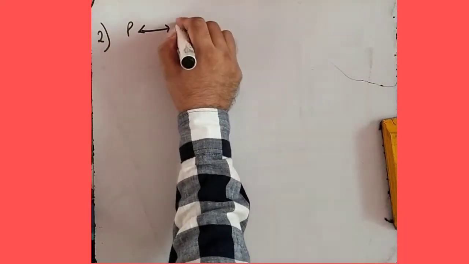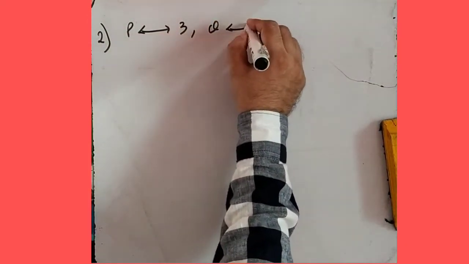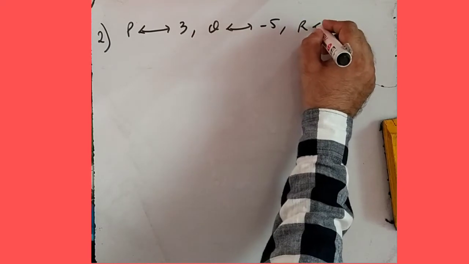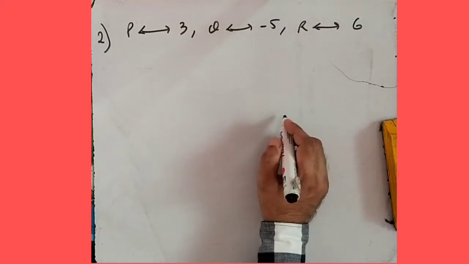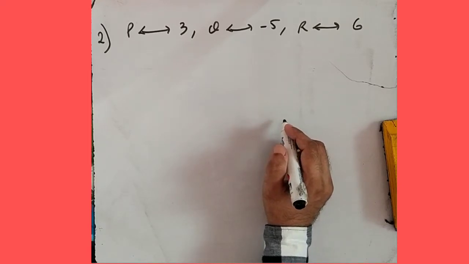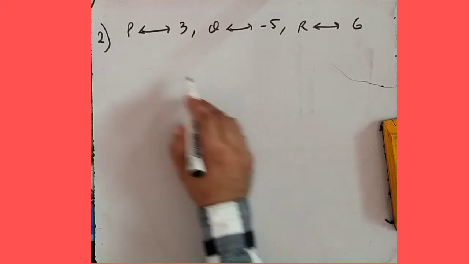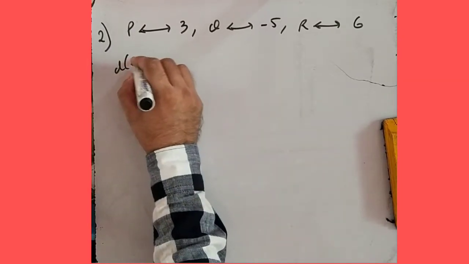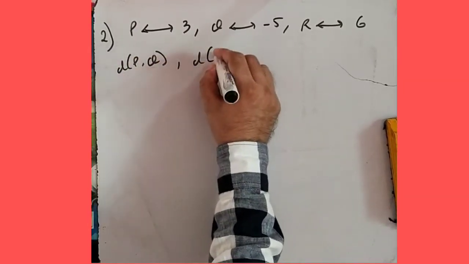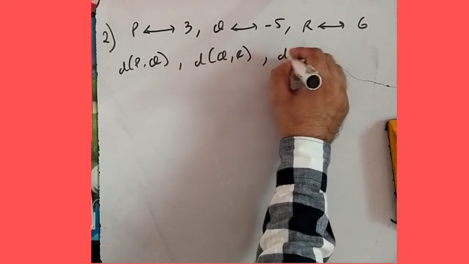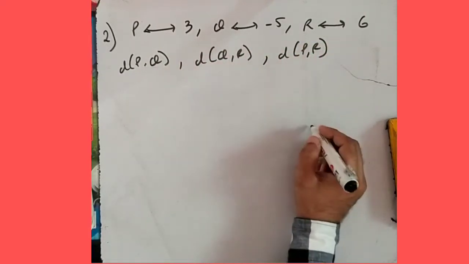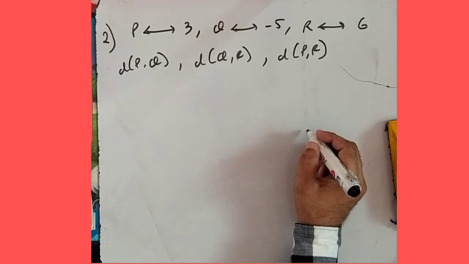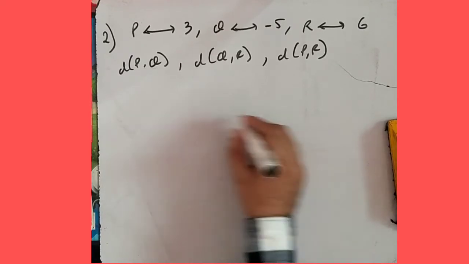In the second question, 3 points are given. P coordinate is 3, Q coordinate is -5, R coordinate is 6. State with reason whether the following statements are true or false. Let us do one thing. Using these points P, Q and R, let us find distance PQ, distance QR and distance PR. Then we will find out whether the given statements are true or false.